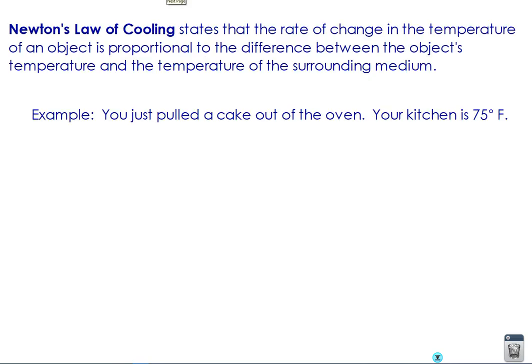Okay, let's talk Newton's law of cooling. It states that the rate of change in the temperature of an object is proportional to the difference between the object's temperature and the temperature of the surrounding medium, meaning the space around it, okay? So for example, you pull a cake out of the oven and your kitchen is 75 degrees Fahrenheit. Let's write an equation to represent that.